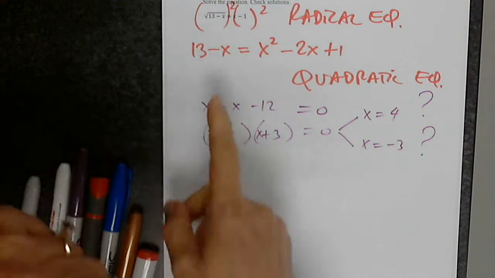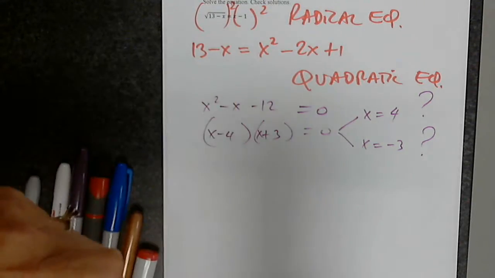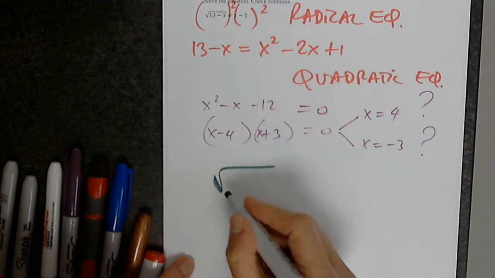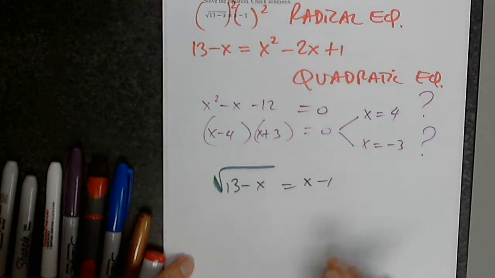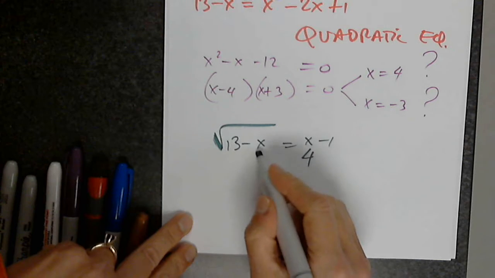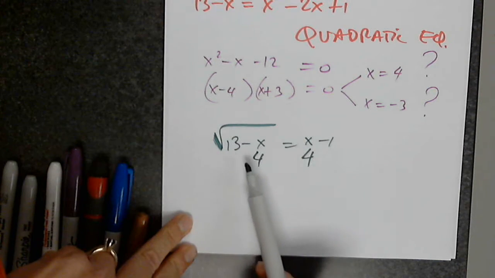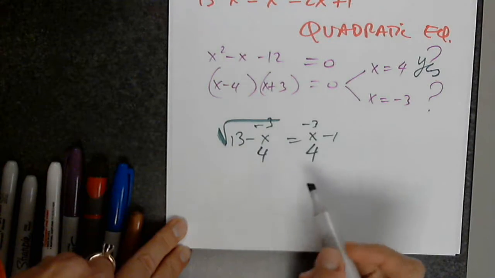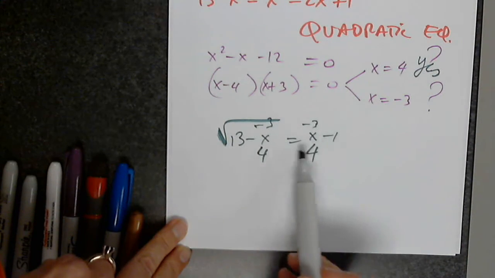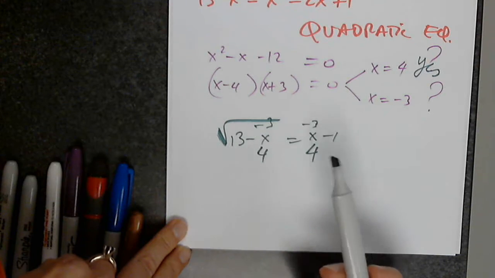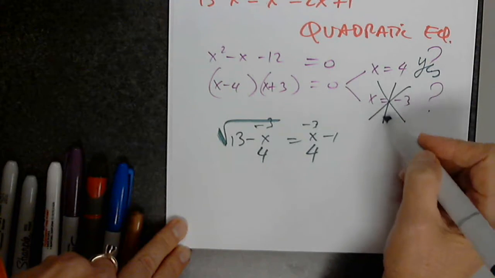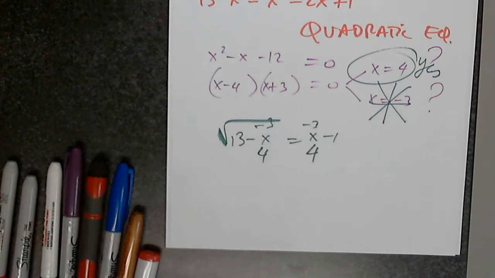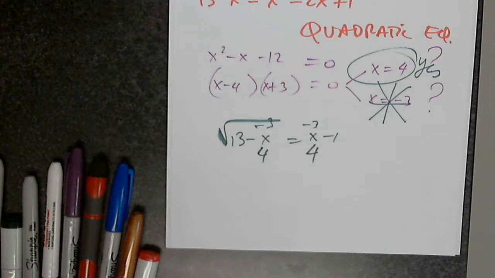Yes, I have to go back. This is not the original problem. This is the original problem: the square root of 13 minus x equals x minus 1. When I go back and plug in 4, it works. The square root of 9 and 3, I'll say yes. But when I plug in negative 3, it does not. The right-hand side is negative 4. The left-hand side is the square root of 16, which is 4. 4 does not equal negative 4. So I will say this is the only option. Any questions on this? Any questions?